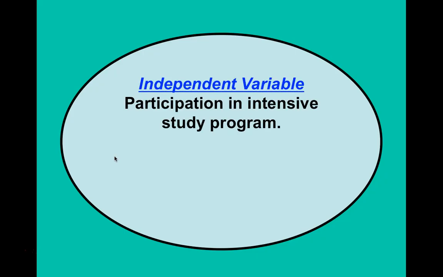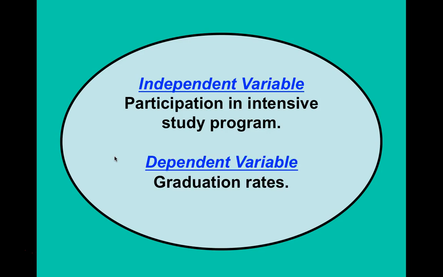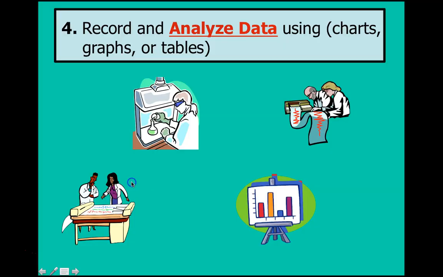So as stated before, the independent variable would be the students' participation in the intensive study program, and the dependent variable would be the graduation rates. Step 4 in the scientific method is to record and analyze your data by using charts, graphs, or tables. Now, normally data tables are used while recording the information, while charts and graphs are used to analyze that data.